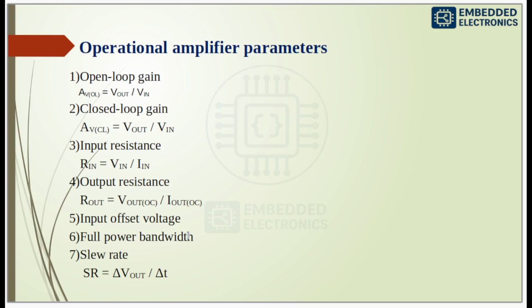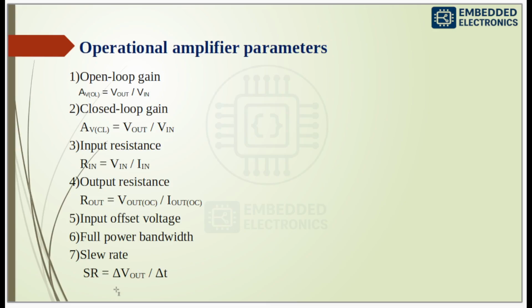And next is the slew rate. It is the rate of change of output voltage with time. Here you can see delta V out divided by delta T. When a rectangular step input voltage is applied, this will happen. It is the rate of change of output voltage with time in response to a perfect step function input.